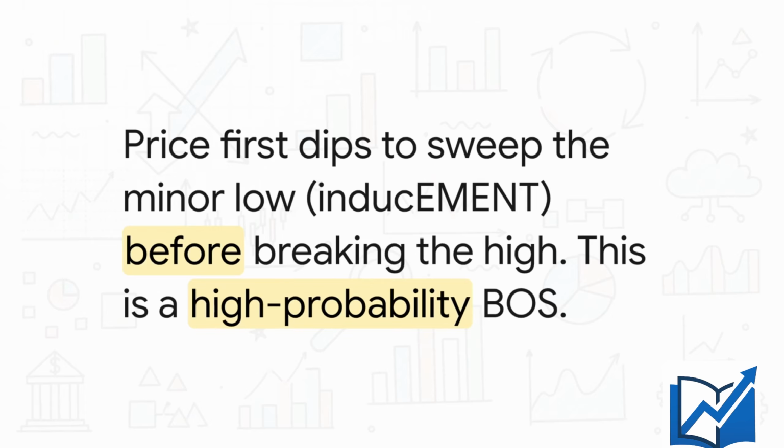And now, here's what a real confirmation looks like. Just look at the difference. First, price dips down and sweeps the liquidity from that minor low. It takes out the inducement. And then, after it's done that, it breaks the high. That is what we call a valid, high-probability break of structure. It's this one tiny detail that separates professional analysis from everyone else's. They wait for the trap to be sprung before they even think about making a move.